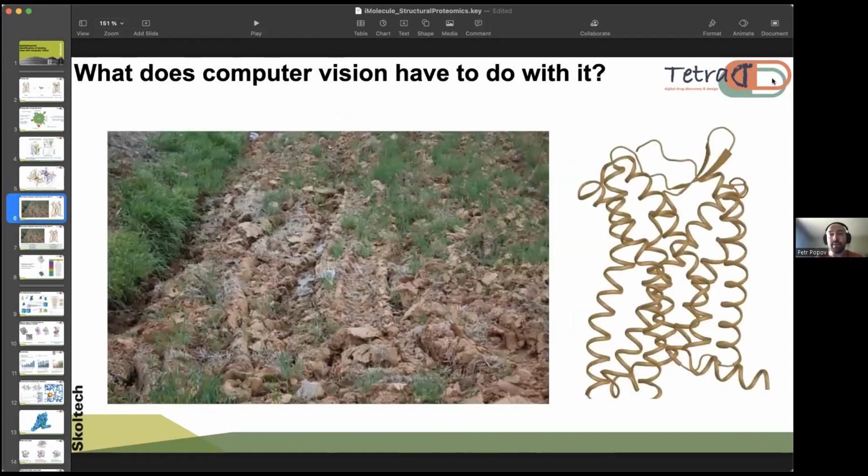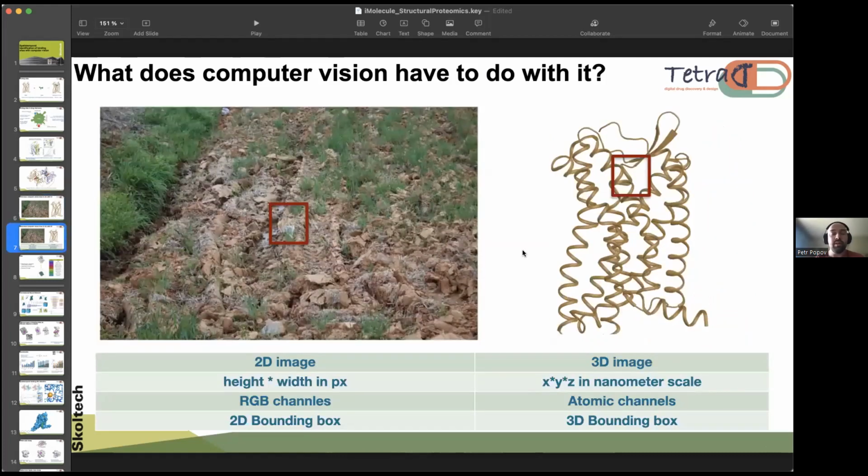We apply computer vision approaches to detect the binding sites. The first question: what does computer vision have to do with it? Well, if we think about the problem, it actually resembles the object detection problem in computer vision. On the one hand, we have a picture, which is a 2D image. It has dimensions, height and width in pixels. It has RGB channels that encode the image. And the goal is to locate a cat in this example, so to construct the bounding box around the object we are interested in.